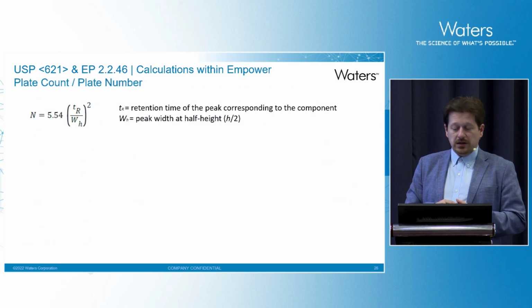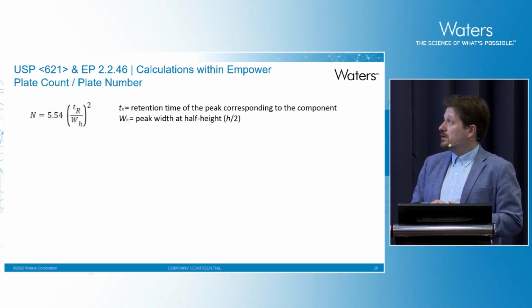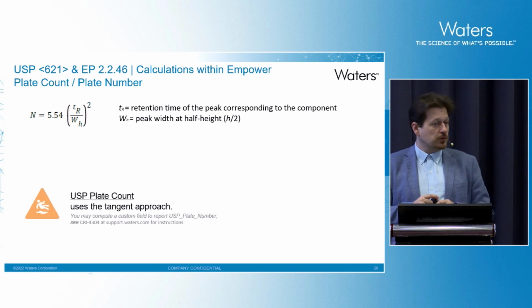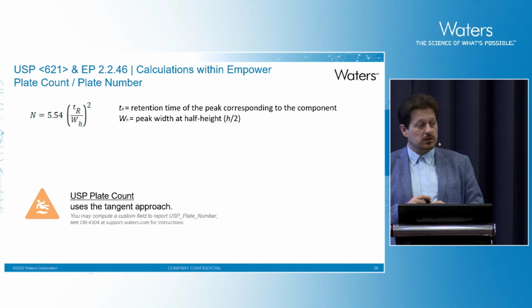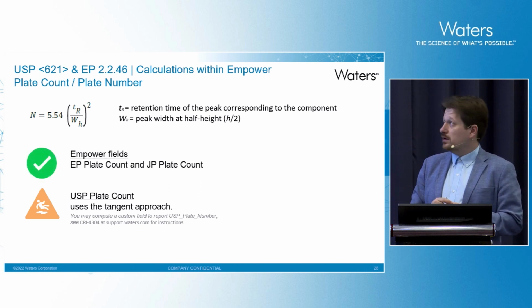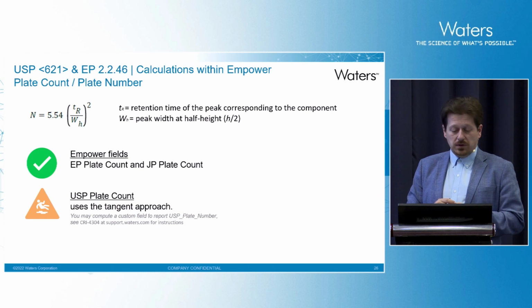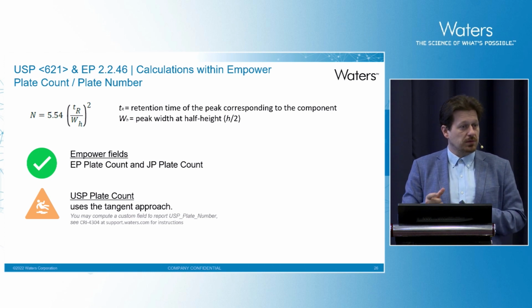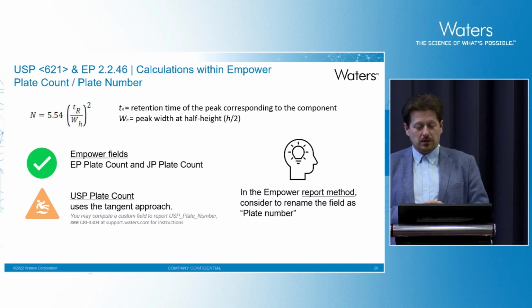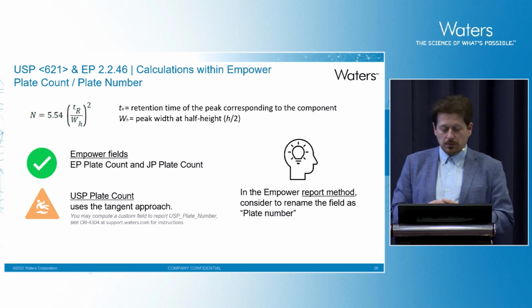The next is the plate count, which is renamed as plate number. Here, also, the USP plate count field should not be used anymore in the reports. And for evaluating your results, it has to be the field that is computed with EP or JP. So EP plate count, JP plate count has to go into the report, and also in the report, please rename it so that it's printed as plate number, not as plate count.